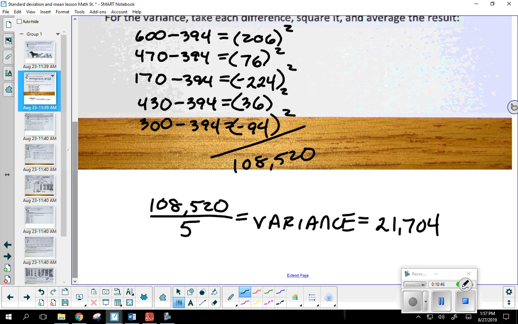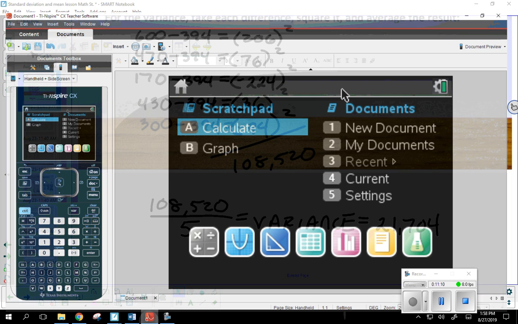Okay, but remember, or excuse me, what do we do? Wait, isn't that a point? No, what am I talking about? 108,520. Yeah. Okay. So now, what have I been telling you to do with the variance in order to find the standard deviation? Go ahead and take the square root of it. Okay. So 21,704. Okay. Let's see here.